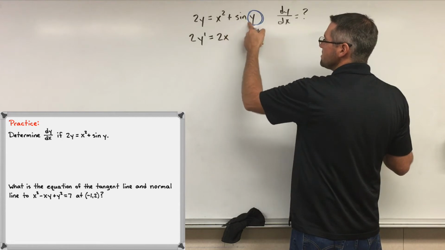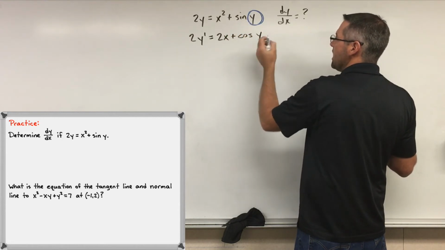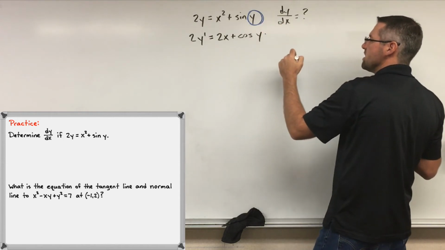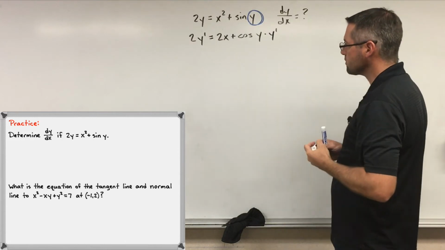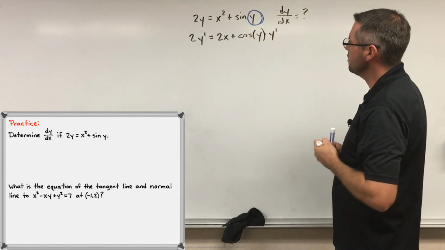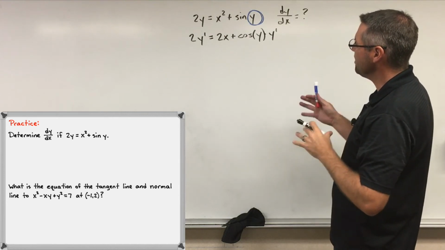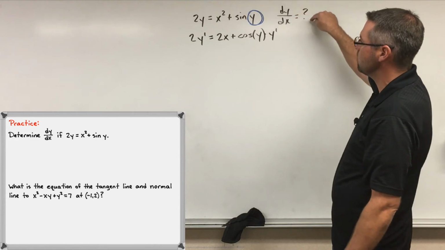What's the derivative of sine of something? Well, that would be the cosine of something. And then we have to multiply it by the derivative of the inside. So the derivative of the inside is y prime. Okay, I'm going to put parentheses around that y, so I know I'm only taking the cosine of that. And then our goal from here is to solve for y prime, get y prime by itself. What is y prime equal to?